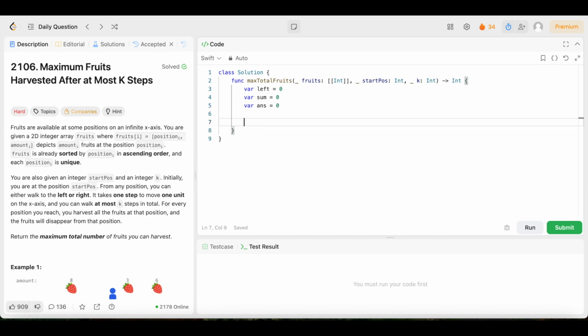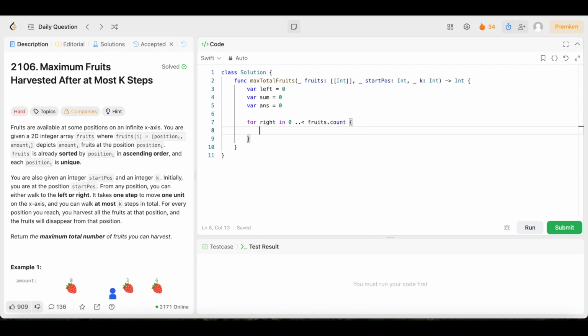Now, we need to expand the right boundary of the sliding window. So we're going to say for right in 0 up to less than fruits.count. We're going to open up the brackets. Now we're going to add fruits at the right position to the running total. So we're going to say sum plus, sorry y'all, it should be plus equals fruits[right][1] again.